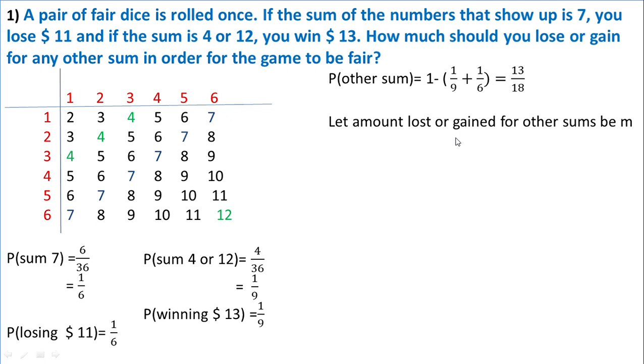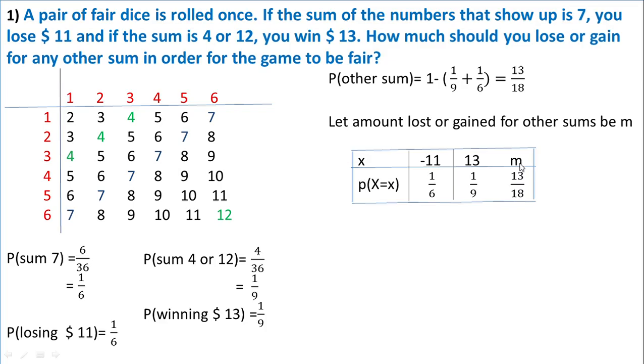We want to get the money, the gain or loss for any other sums. We are letting it be M. We can construct our table, and our X is the loss or gain. You can lose, negative 11, you win 13, and M we don't know. Now, the probability of losing 11 is 1 out of 6. That is why we have attached a negative to 11, because we are losing it.